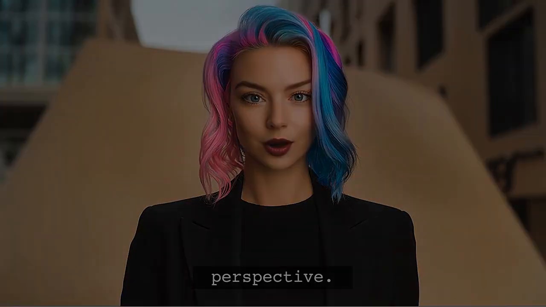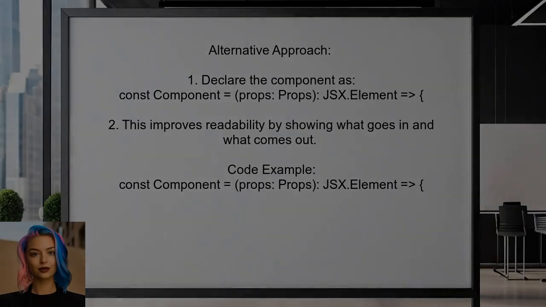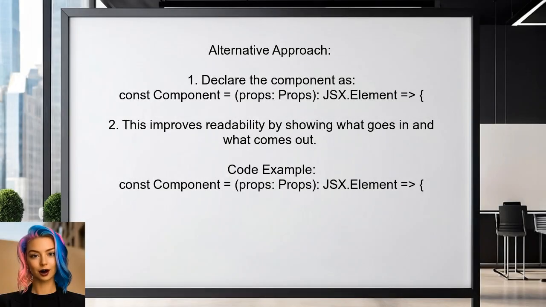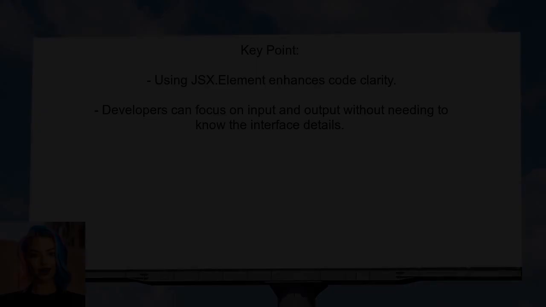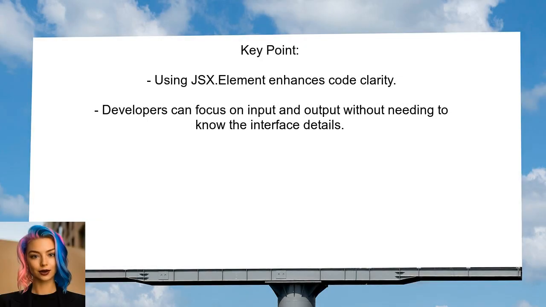Let's see another perspective. This user suggests a different approach for declaring a stateless functional component in TypeScript. They recommend using the syntax that specifies the return type directly, like this: const Component = (props: Props): JSX.Element. They explain that by declaring the return type as JSX.Element, developers don't need to understand the StatelessComponent interface, making the code easier to read.